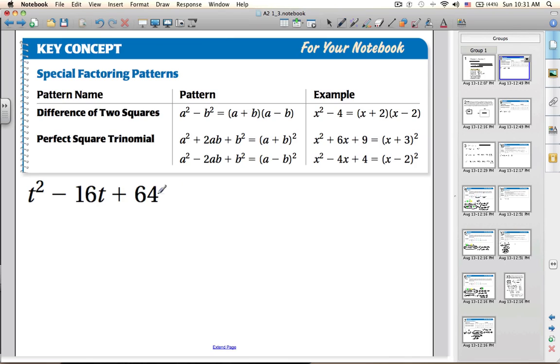So let's find those square roots. T squared, the square root of t squared is t. The square root of 64 is 8. Right? So this is a perfect square. That's a perfect square. And I want to check this middle term to see, is it 2 times t times 8? Well, yeah, 2 times t times 8 is 16t. And now I can make a binomial, a perfect square of a binomial.